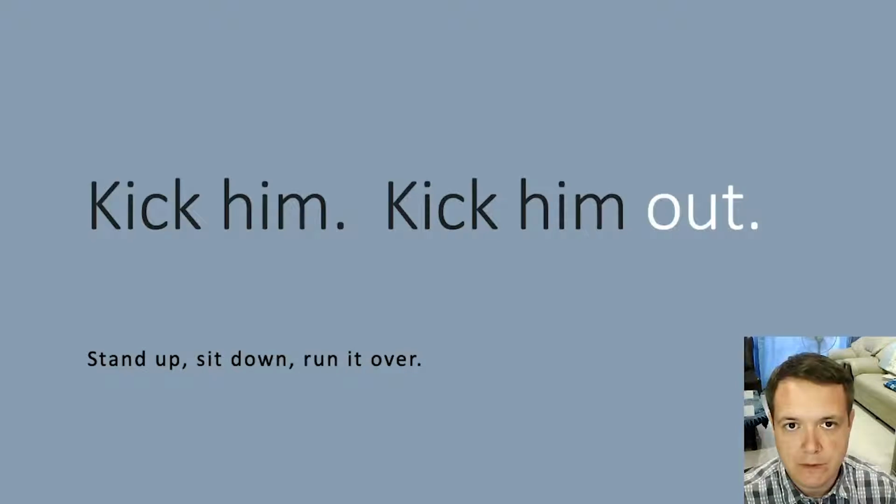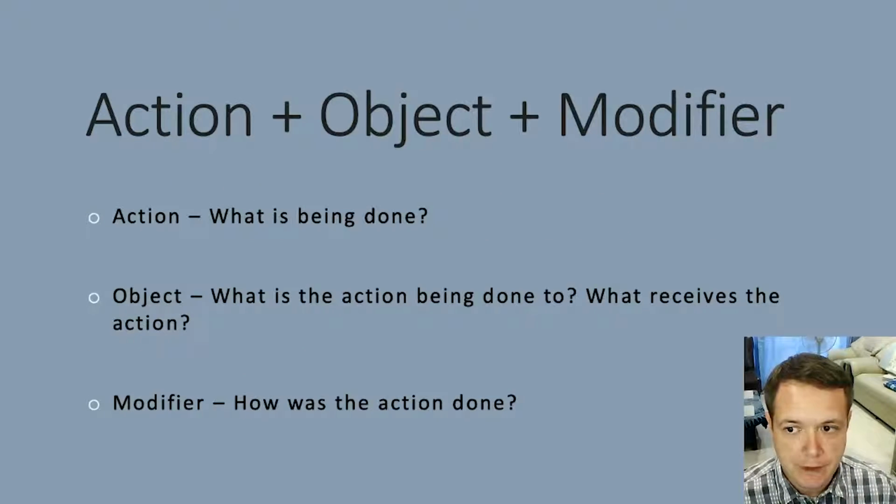So what about Hmong? Well, Hmong uses this pattern, but quite more often, a lot more often, and in some different ways. So let's talk about that. So just to summarize the pattern, it's action, what is being done. In English, that's a verb. Object, what is the action being done to? What receives the action? And then finally, a modifier. Modifier changes how the action is being done.